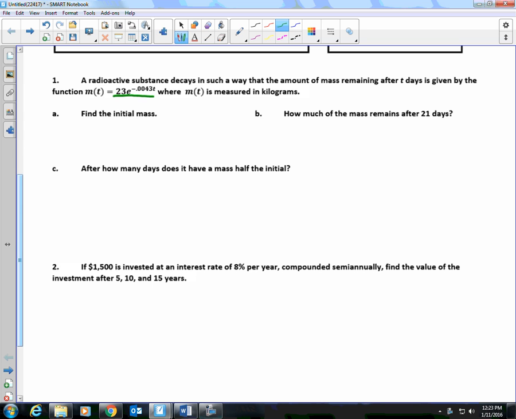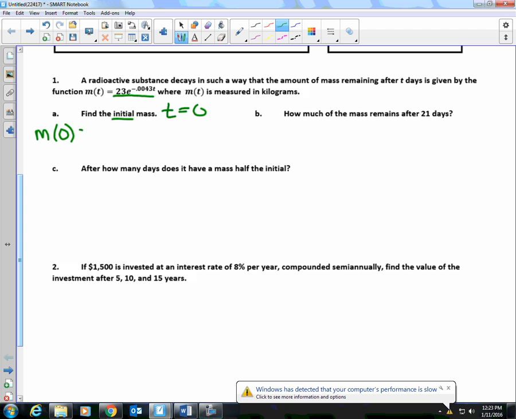So anybody know what time we start at? Yeah, time equals 0. So initial means time is equal to 0. So I find m of 0, which is 23 e to the negative 0.0043 times 0. What is negative 0.0043 times 0? Well, it's anything to the 0. 1, and 1 times 23 will give you 23 kilograms. So it has an initial mass of 23 kilograms.